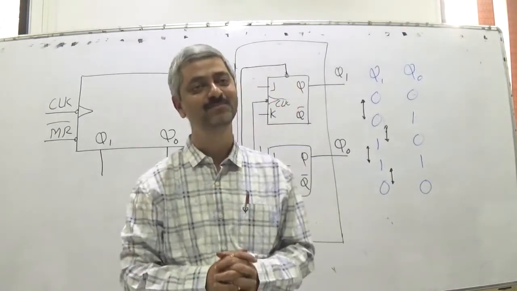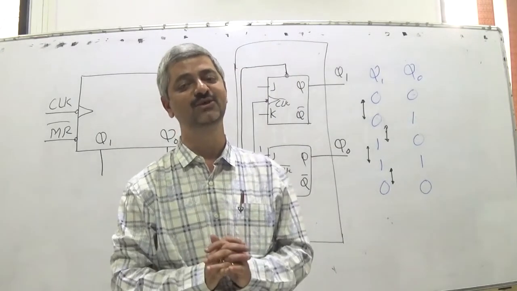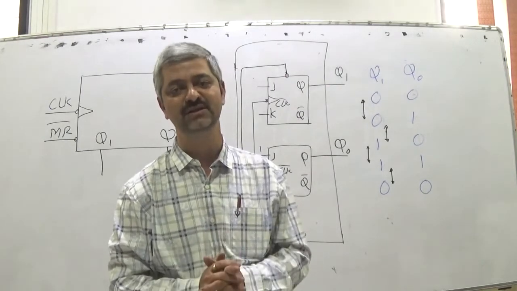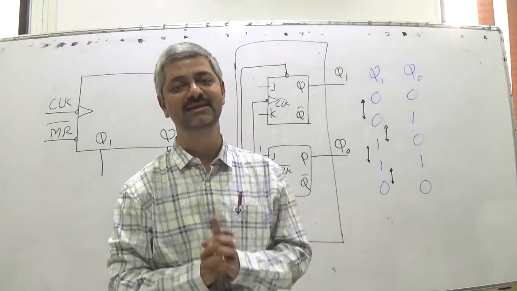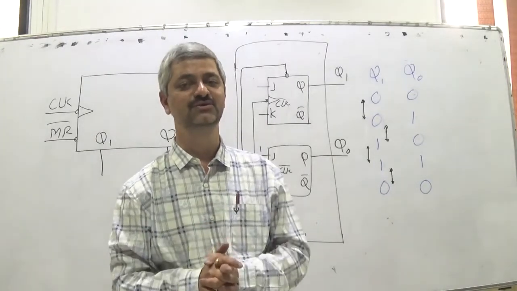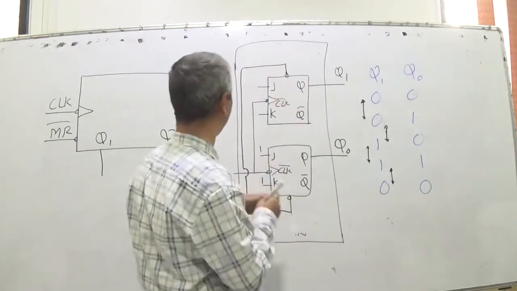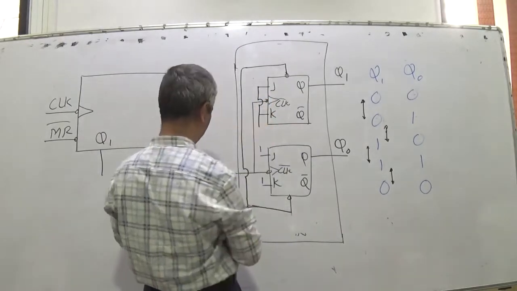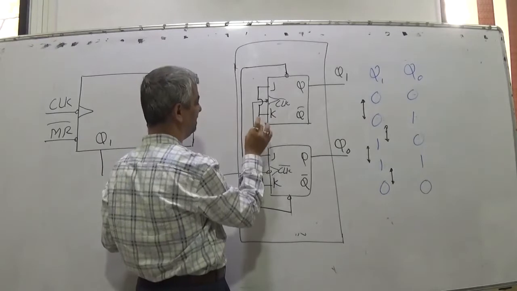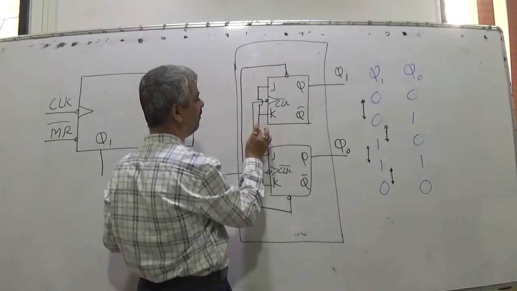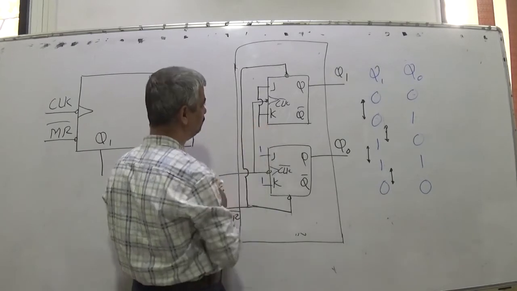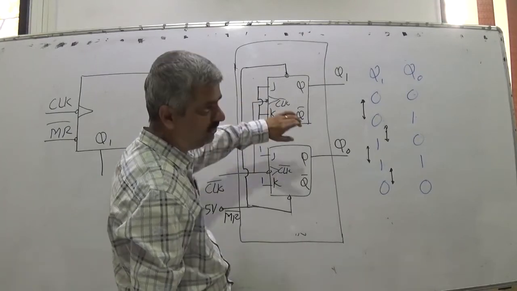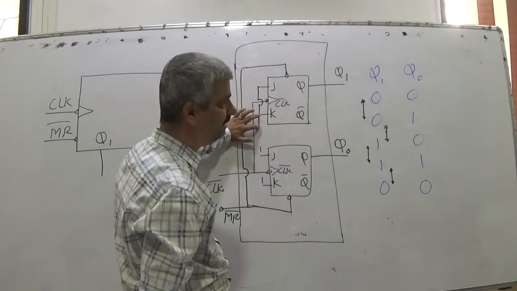This discussion is futile for them. So if Q0 is 0, the next state of Q1 is continuation. And if Q0 is 1, the next state of Q1 is toggling. So the inputs of this flip-flop, J and K, should be either 0, 0 or 1, 1. If they are 0, 0, it continues. If they are 1, 1, it toggles. So inputs J and K should be 0, 0 if I want to continue, and 1, 1 if I want to toggle.